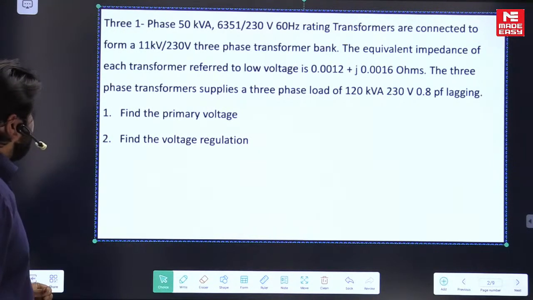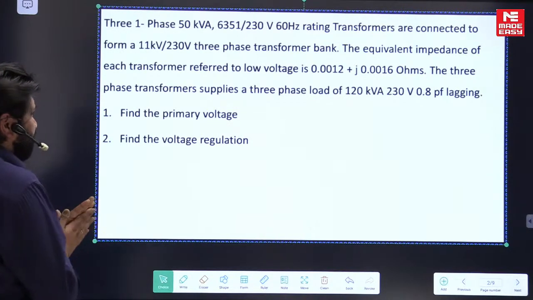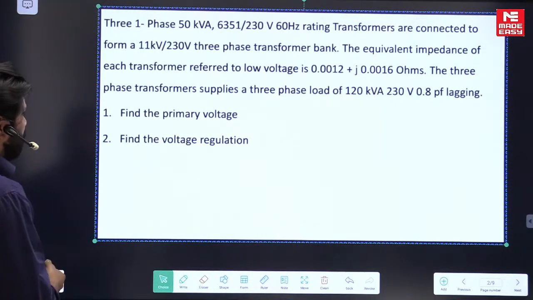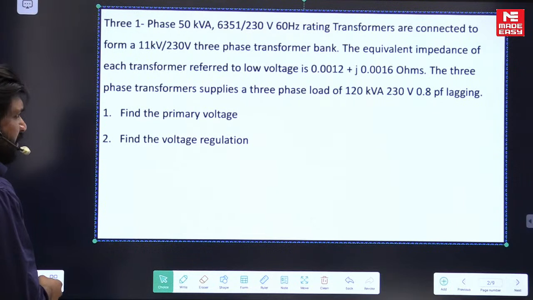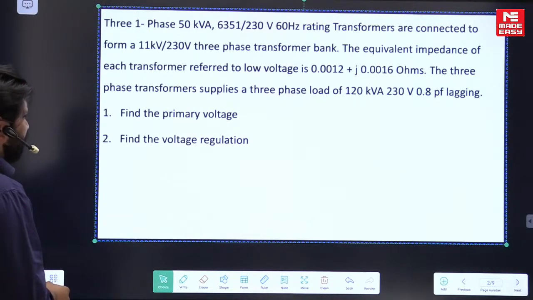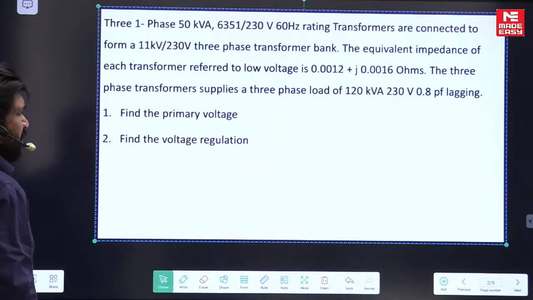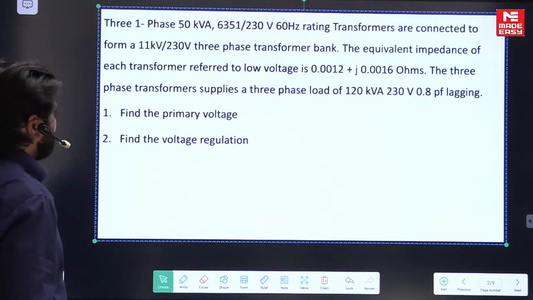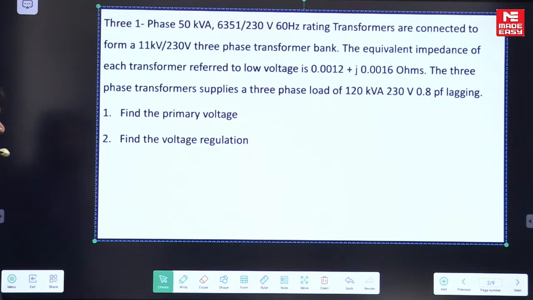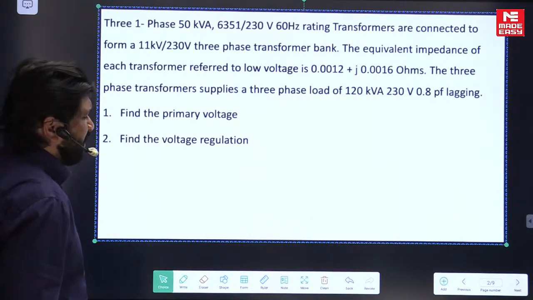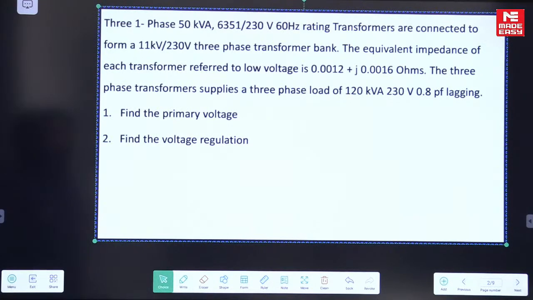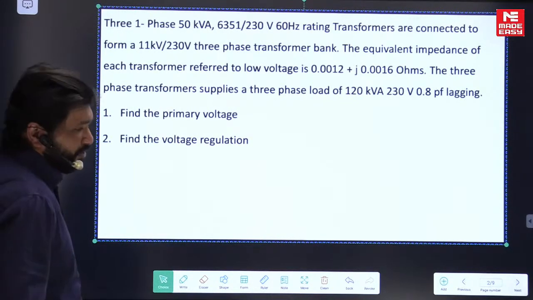Three single phase 50 kVA, 6351 by 230 volt, 60 Hz rating transformers are connected to form an 11 kV by 230 volt 3-phase transformer bank. The equivalent impedance of each transformer referred to the low voltage side is 0.0012 plus j0.0016 ohms. The 3-phase transformer supplies a 3-phase load of 120 kVA, 230 volt at 0.8 power factor lagging. Find the primary voltage. Find the voltage regulation.